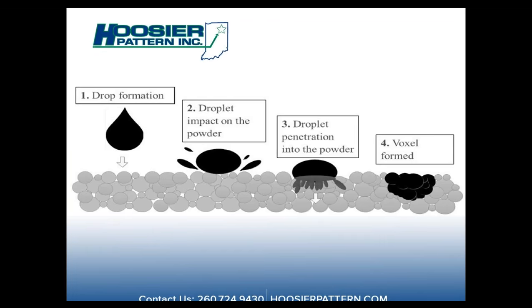So the droplet formation comes down, hits your powder, we're saying sand, penetrates, and that little glob that is hardened is now called a voxel. And that's why some of these different companies will have voxel in their name, because of how these are formed.